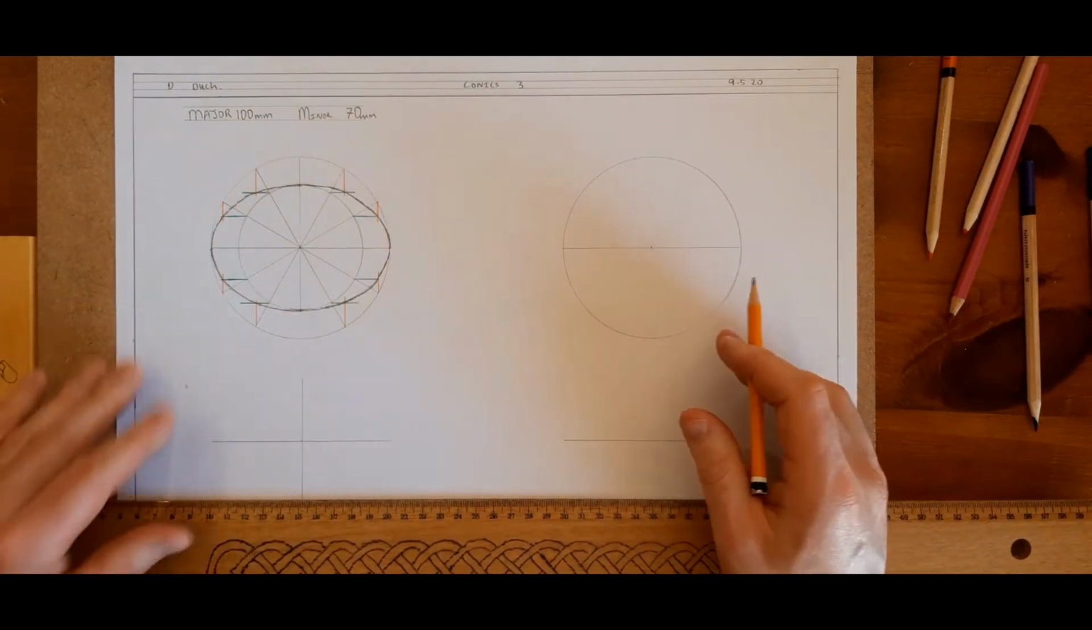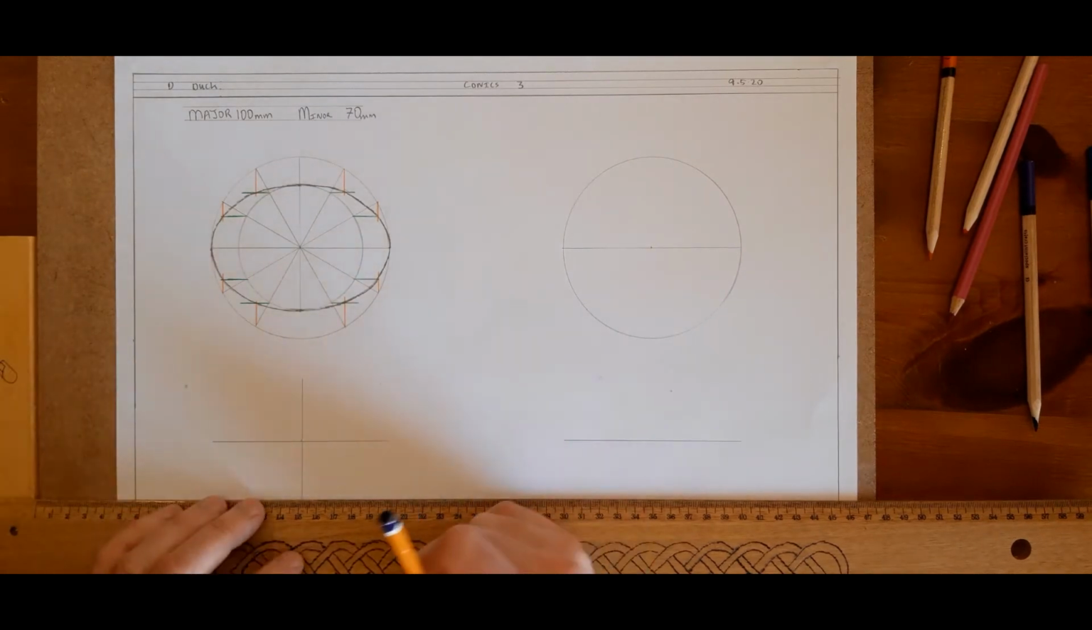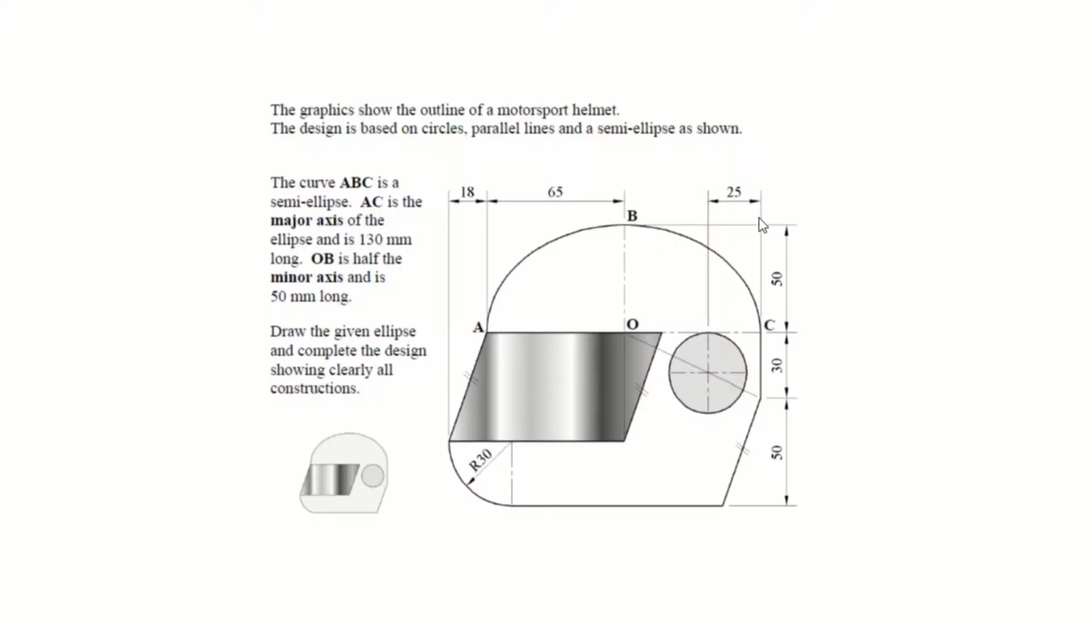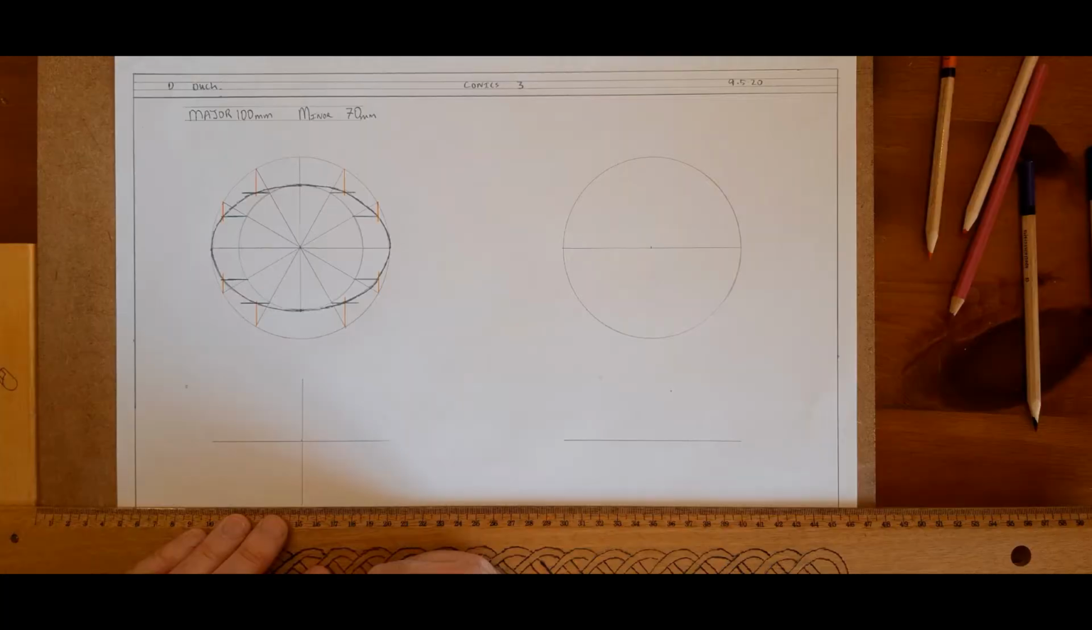Now, a tangent, what is it? Well, sometimes when you're looking at a question, and I'll show you an example in a moment here of a helmet. And you can see in this question, which we will be doing in the future, we have half an ellipse A, B, C. And this line here at the end is an example of a simple tangent that could be on an ellipse, okay?